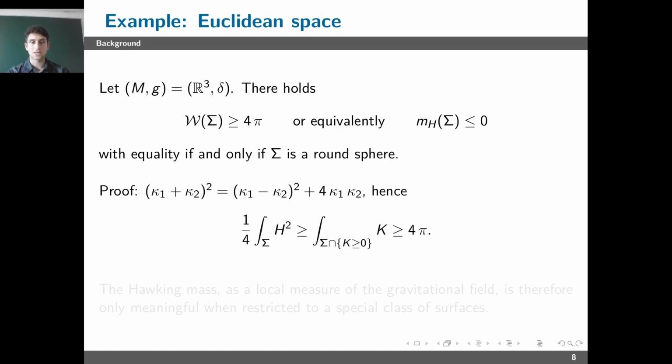I'm going to call the principal curvatures of sigma kappa 1 and kappa 2. And then of course the square of the mean curvature is given as the square of the sum of the principal curvatures, which you can rewrite as the square of the difference of the principal curvatures plus 4 times the product of the principal curvatures. And the product of the principal curvatures of course equals the Gauss curvature K. So for this reason we can estimate the Willmore energy from below by the integral of the Gauss curvature over the part of the surface sigma that is positively curved.